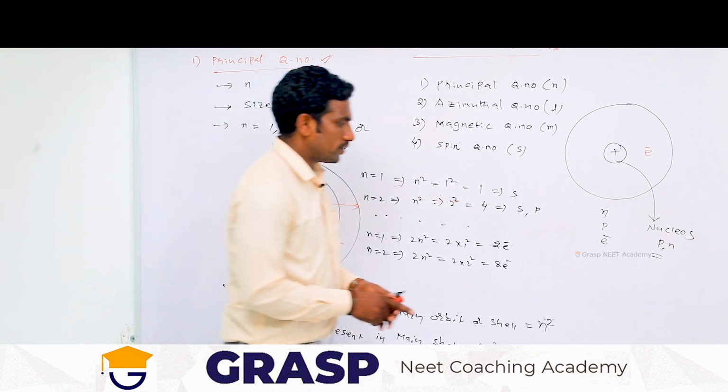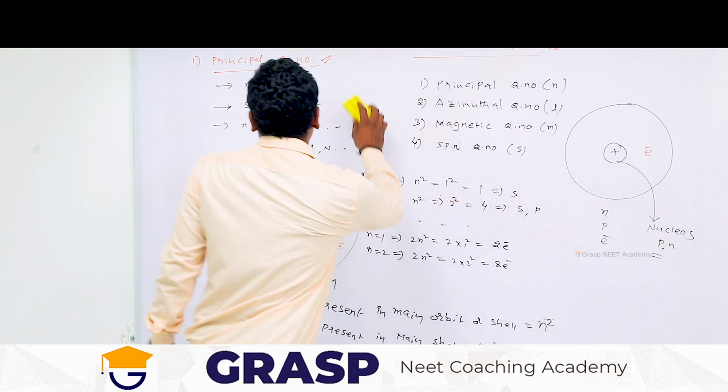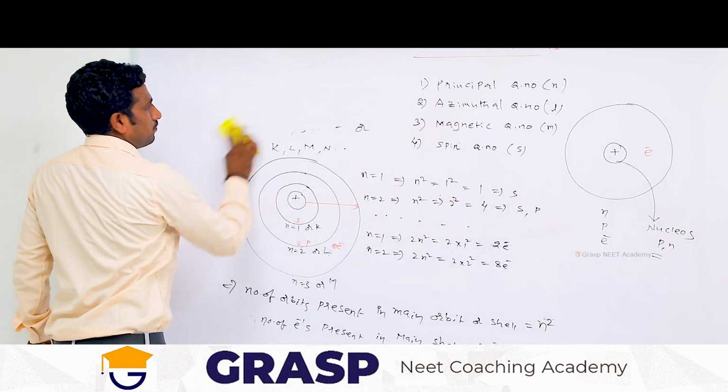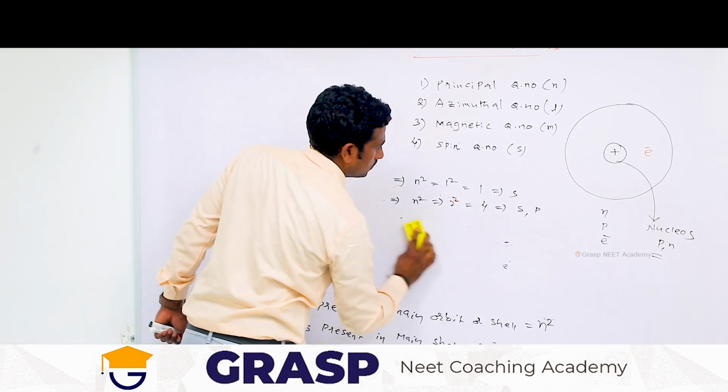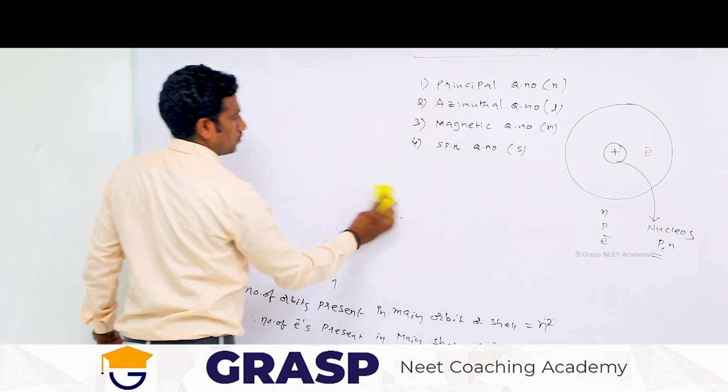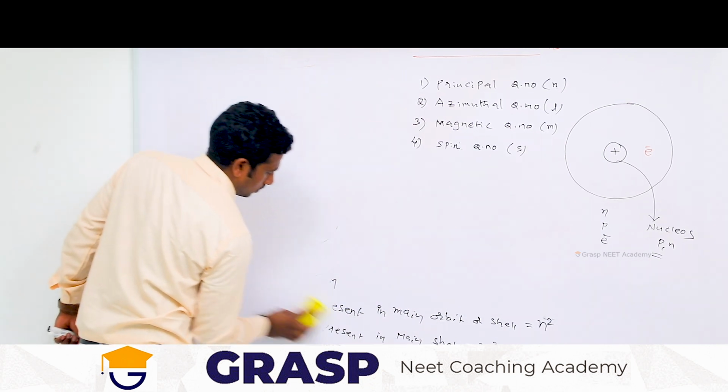Later you can move to the azimuthal quantum number. The azimuthal quantum number was given by Sommerfeld. Who gave the azimuthal quantum number?